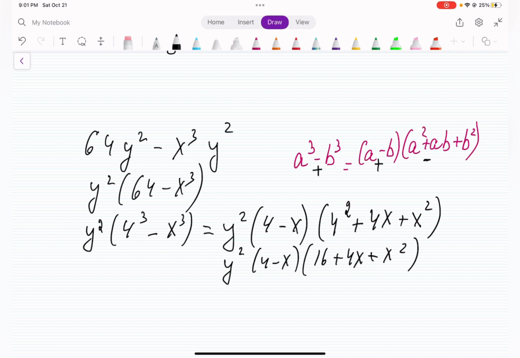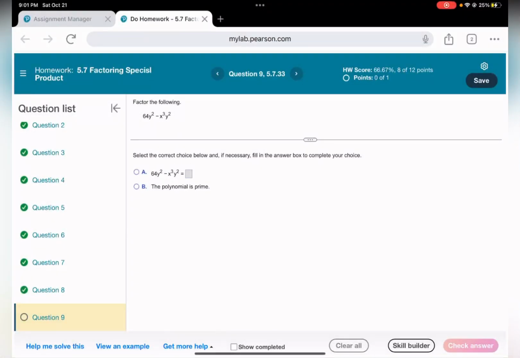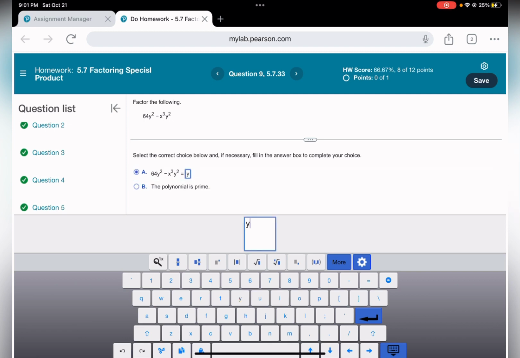Okay. We have y squared, okay, and then we have 4 minus x, and then opening another parenthesis, and I have 16 plus 4x, and then plus x squared. And closing parenthesis.